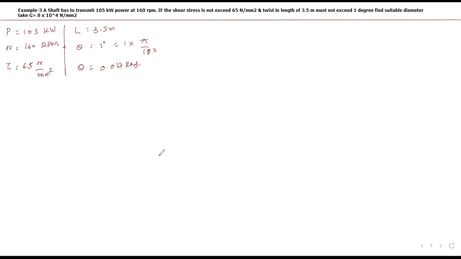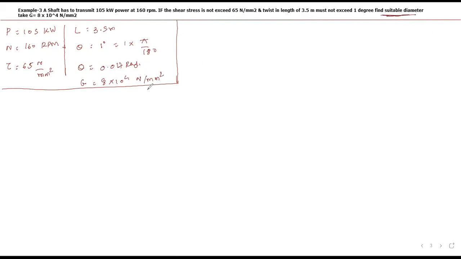I hope it is clear to all of you. That was on the data map. And G is also given: 8 × 10⁴ Newton per mm square. Now, you need to calculate a suitable diameter.